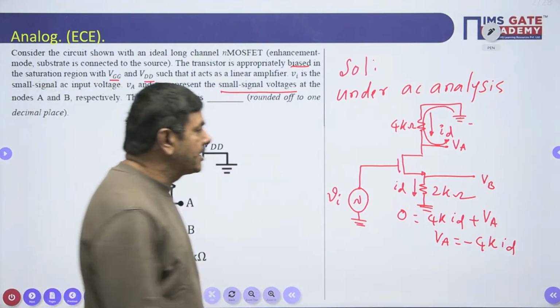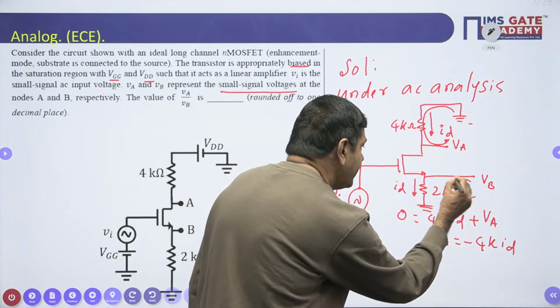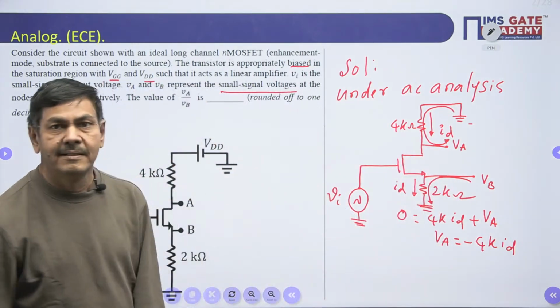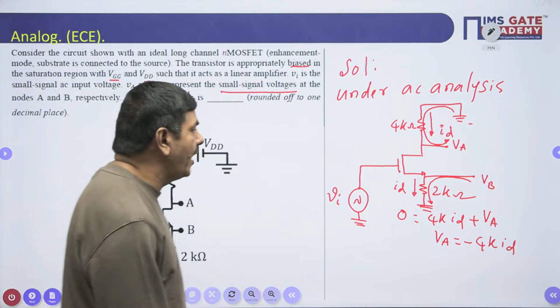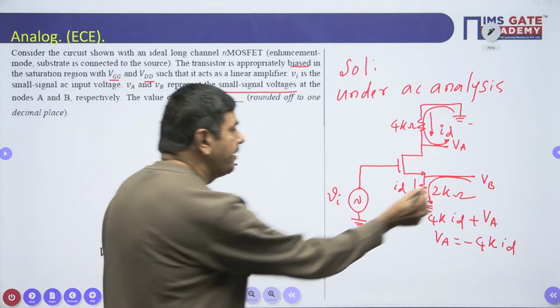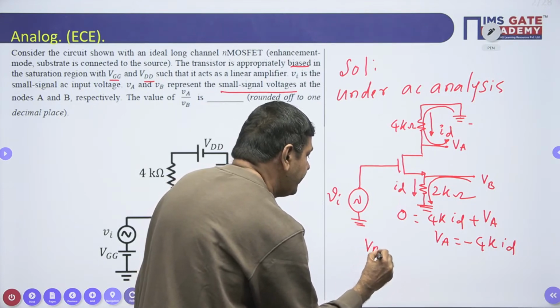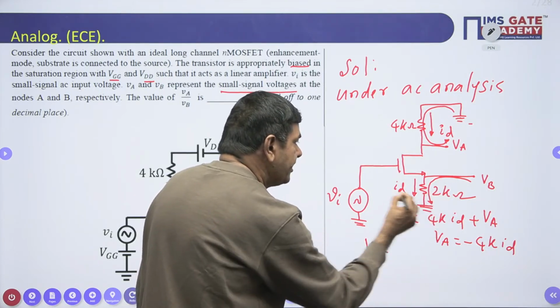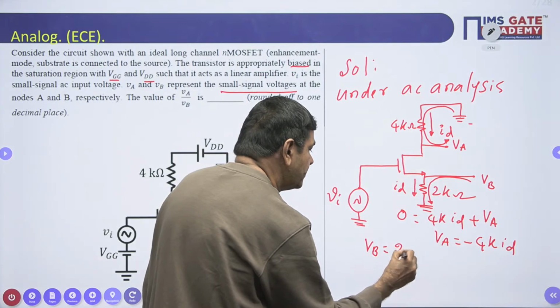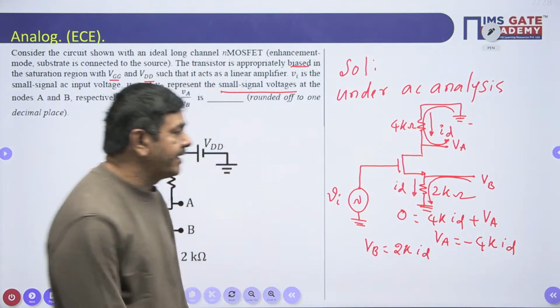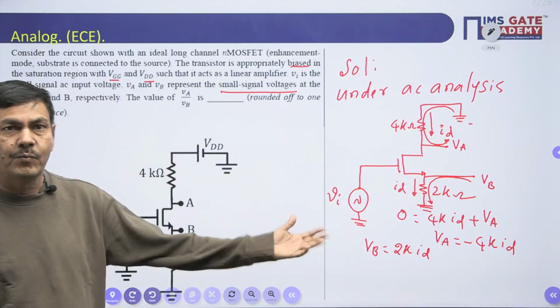But I want VB also. Just I can apply KVL in this path. Directly I can apply. If I apply the KVL, how can I form an equation? VB equal to 2K into ID, I can get now. Yes, we are getting VA and VB.